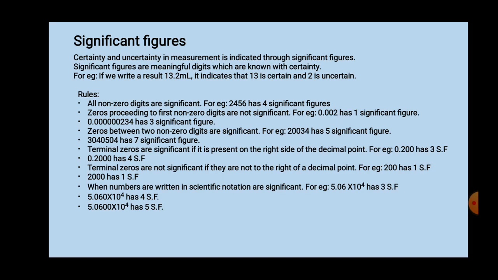Now the fourth rule: terminal zeros are significant. Terminal zeros means zeros present at the end. Terminal zeros are significant if they are present on the right side of the decimal point. The example is given: 0.200. After 2 there are zeros, so those zeros are called terminal zeros, that means zeros present at the end. Here, since the decimal point is present, terminal zeros are considered as significant.